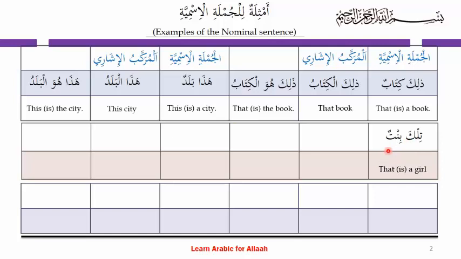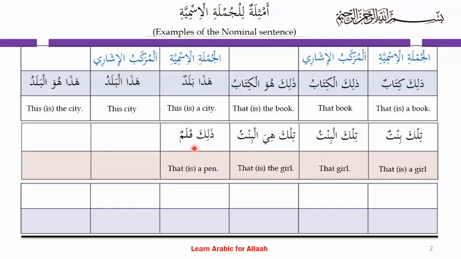Tilka bintun means that is a girl. If you wanted to make it al-muraqqab al-ishari, it becomes tilka al-bintu. Tilka al-bintu means that girl. If you want to make it a sentence with al-bintu, maintaining the alif and lam, we say tilka hiya al-bintu. That is the girl. The hiya here is munasib, suitable, because this is feminine. Bint is feminine singular. Tilka is feminine singular. The suitable pronoun has to be feminine singular. And that is here. Okay?